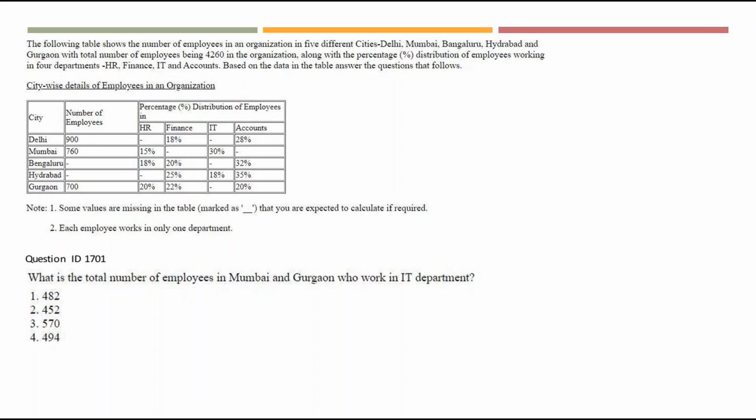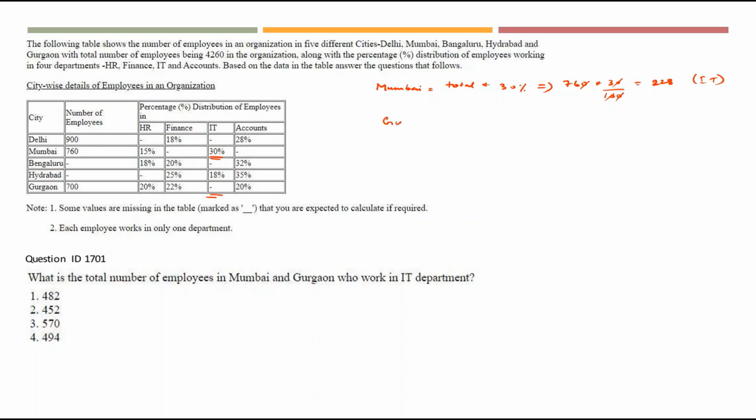What is the total number of employees in Mumbai and Gurgaon who work in the IT department? Mumbai's IT percentage is given and Gurgaon's IT percentage is missing. Let's calculate for Mumbai first. The total number of employees in Mumbai times 30 percent will give the IT department's count. The total count for Mumbai is 760 into 30 divided by 100. Cancelling the two zeros, Mumbai will have 228 people working in the IT department.